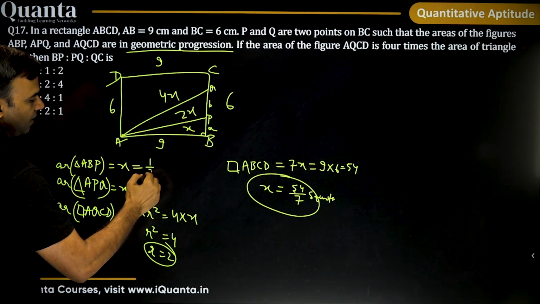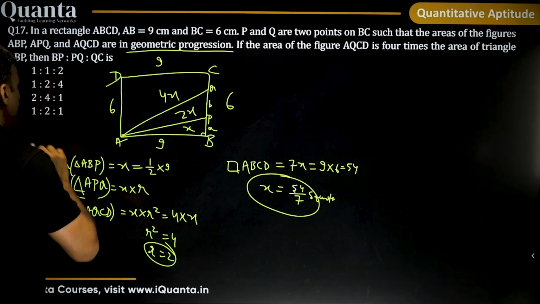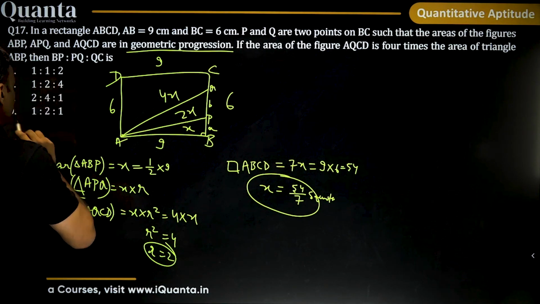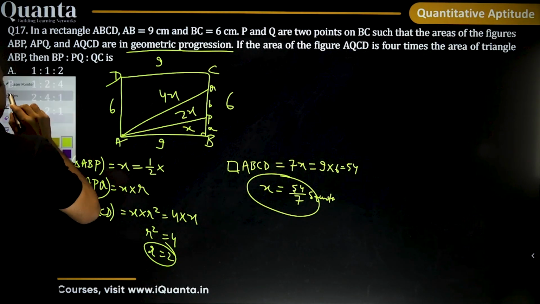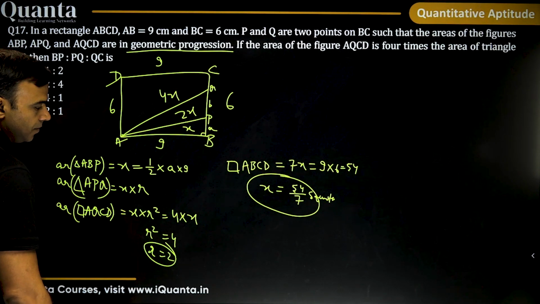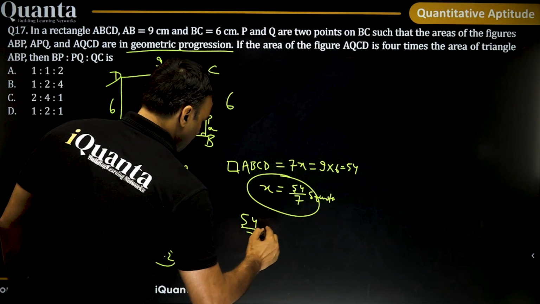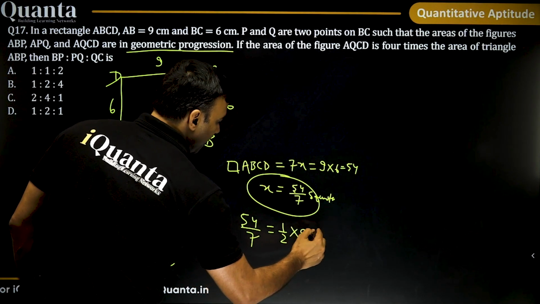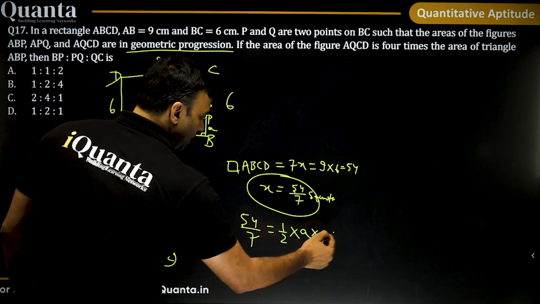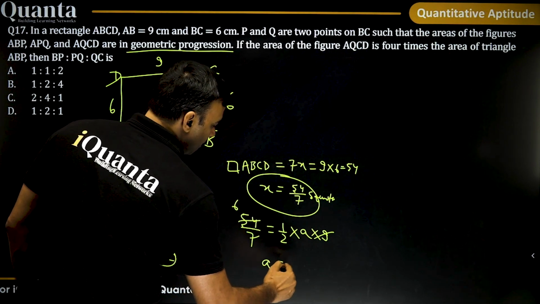So base A into height 9, that is X. And X is what? 54 by 7. So 54 by 7 is equal to half into A into 9. So 9 cancels 54 6 times. So A is 12 by 7.